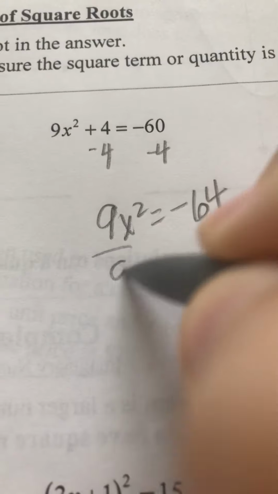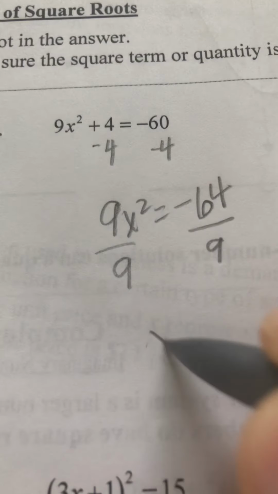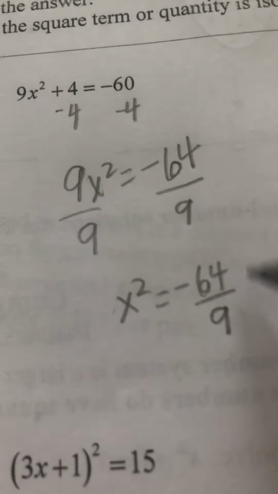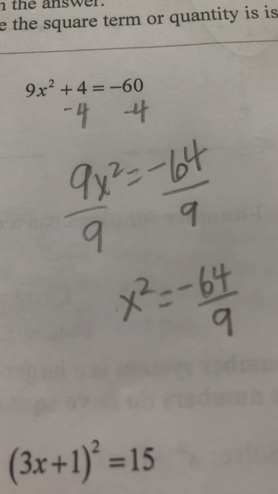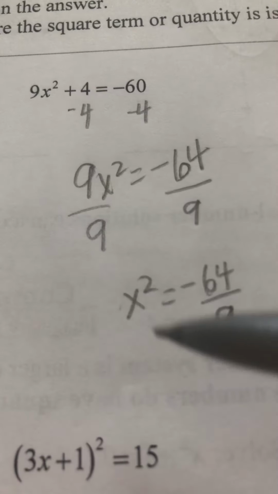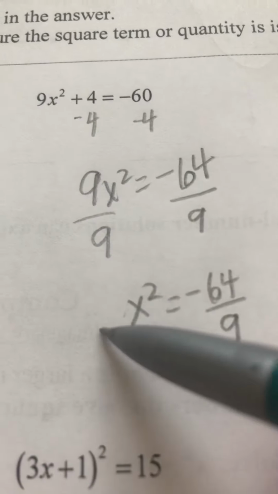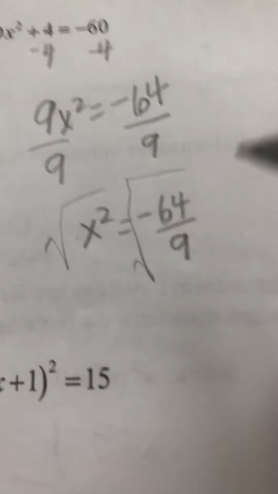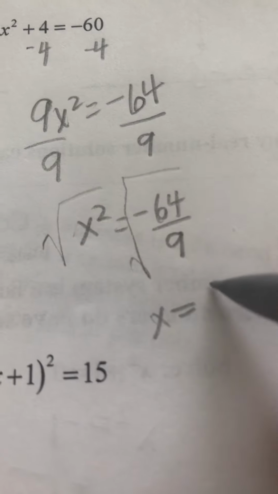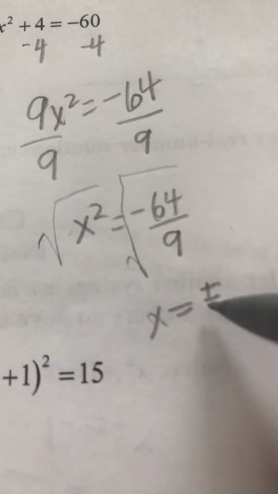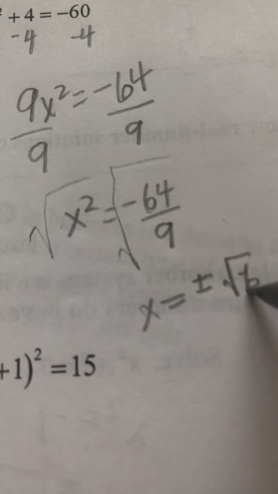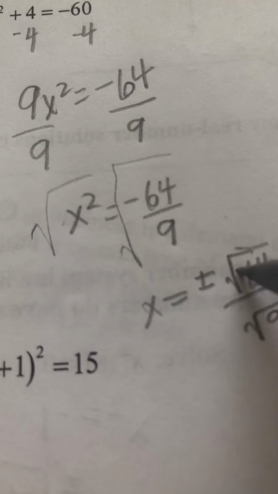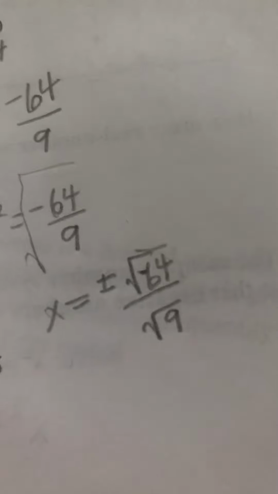Divide by 9. Do not panic because it doesn't divide evenly. The nice thing about this is that those are both perfect squares. So isolate the squared term first. Now take the root of both sides. You can simplify this into plus or minus always root 64 over root 9. Oh, excuse me, root negative 64.